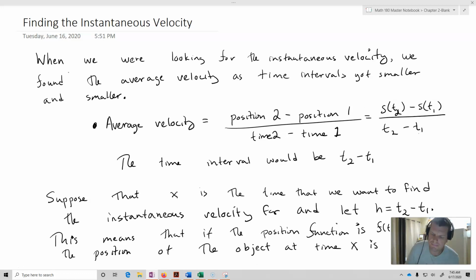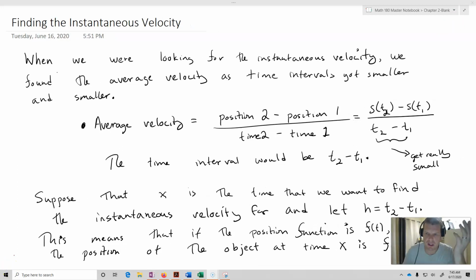Now the time interval would be t2 minus t1. So that's what we talk about when we talk about a time interval. And what we're looking for when we look for the instantaneous velocity is what happens when t2 and t1 get really small. What's going to occur with the velocity as that gets really small?